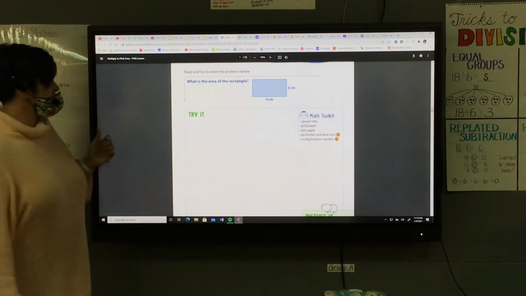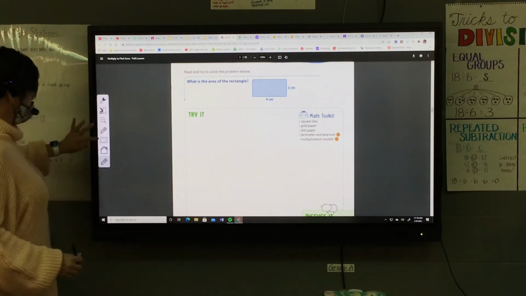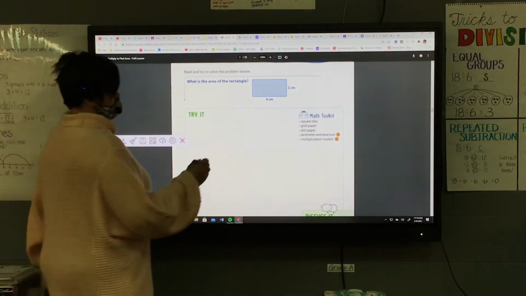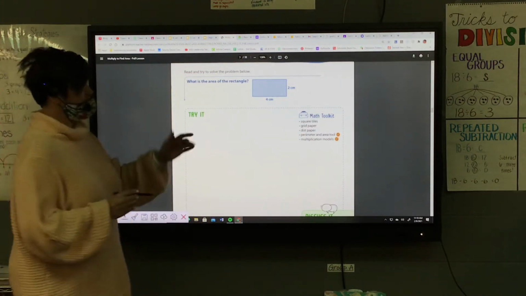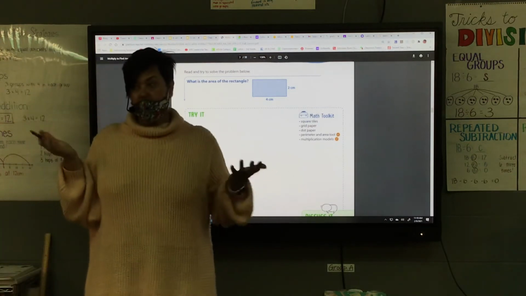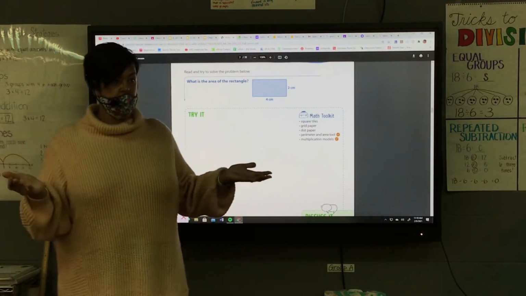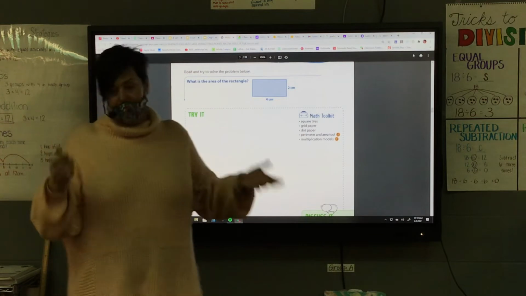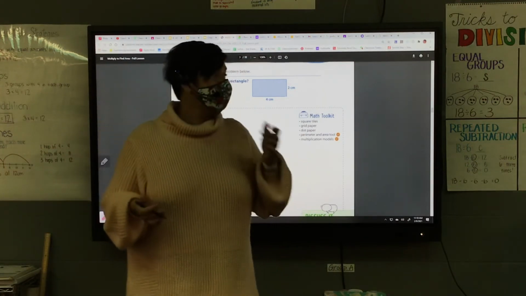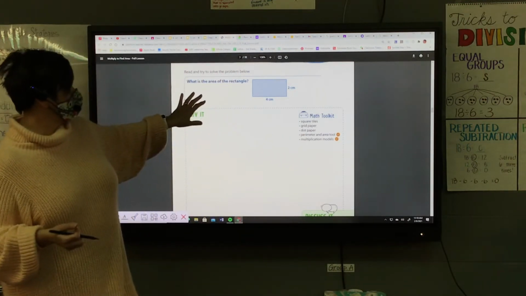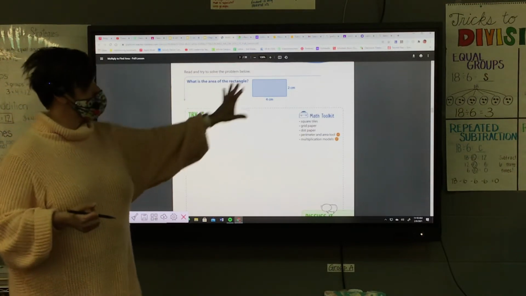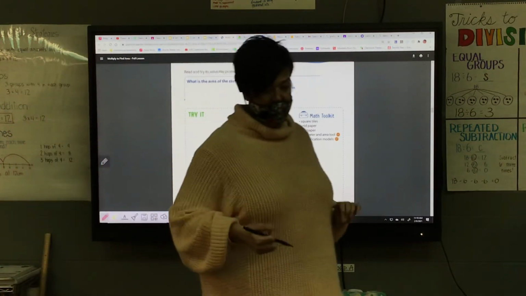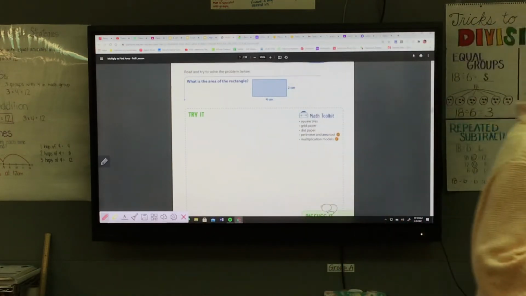If you needed to, would it be okay to draw the squares in there? Sure. Does that mean you have to do that? No. I want you to show me how you would solve that to find the area of the rectangle.